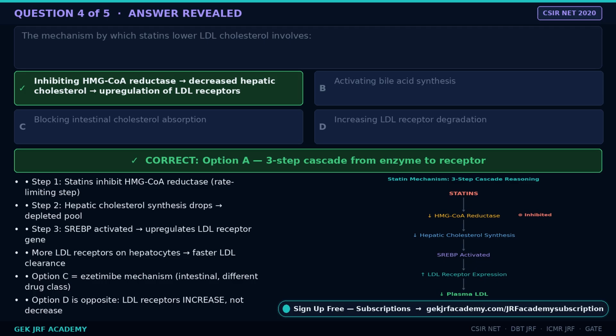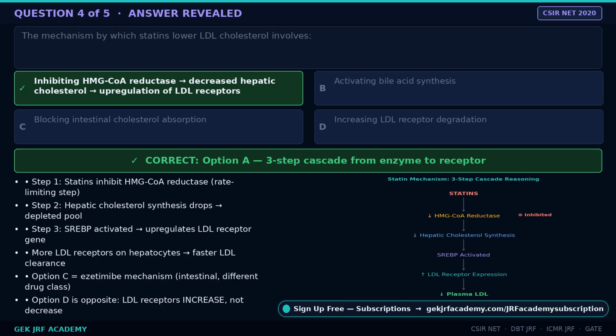Option B is wrong. Statins do not directly activate bile acid synthesis. That is a downstream consequence, not the primary mechanism. Option C describes the mechanism of ezetimibe, a completely different drug class that acts at the intestinal brush border. Option D is the opposite of what happens. LDL receptor expression increases, not decreases.